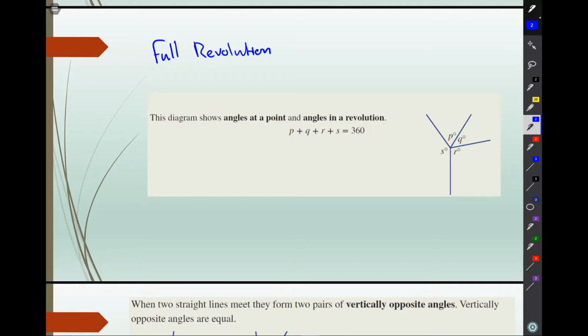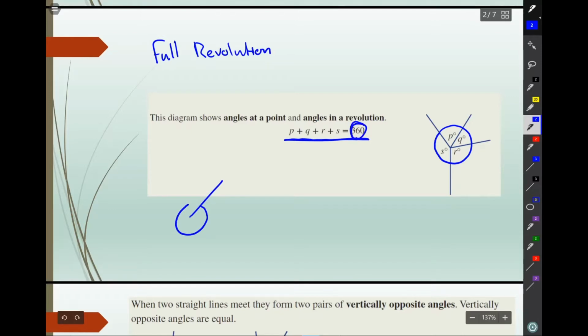In the same way that when we had two adjacent angles adding up to 90 degrees or a set of adjacent angles adding up to 180 degrees, when we have a series of angles that all meet at the same point, we know that all the angles must add up to 360 degrees because, remember, a full revolution is 360 degrees. And this is another thing that we can use to help us find unknown angles.